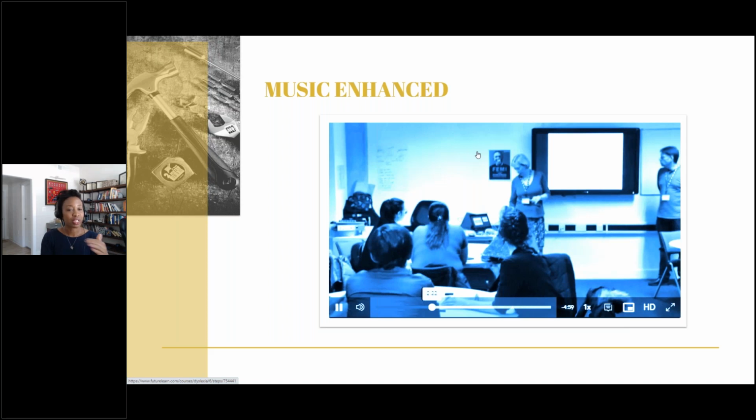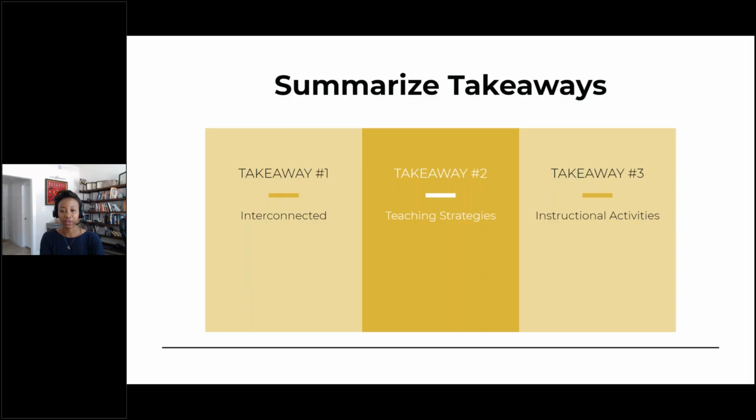So, music enhancement is very powerful when we talk about working with students with learning differences and using all of the senses in learning. All right, so I very quickly went through three takeaways: that they're interconnected, that there are teaching strategies, and the teaching strategies that you employ in your classroom benefit those who have a learning difference and also those who are just low language proficient. So, in doing these strategies and using these activities, you can better equip all of your students.